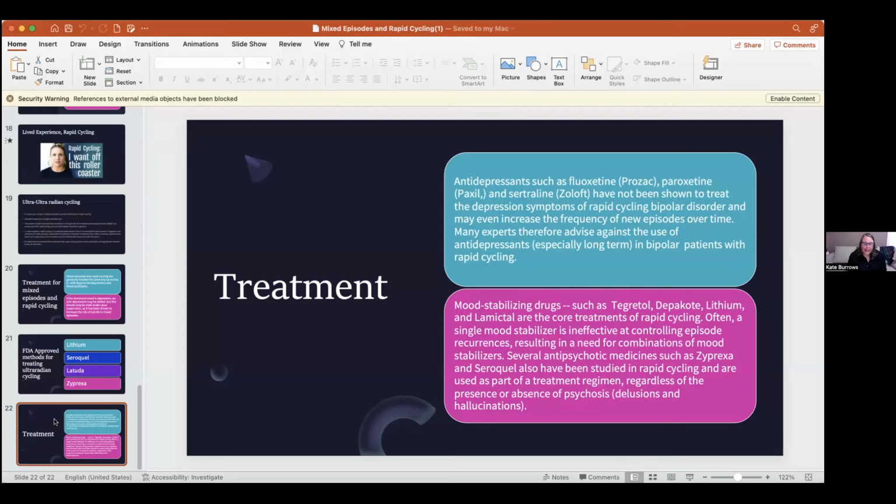Some antipsychotic medications, such as Zyprexa and Seroquel, have also been studied in rapid cycling and are used as part of the treatment, whether or not you have psychosis.